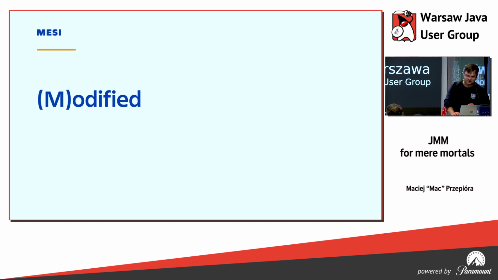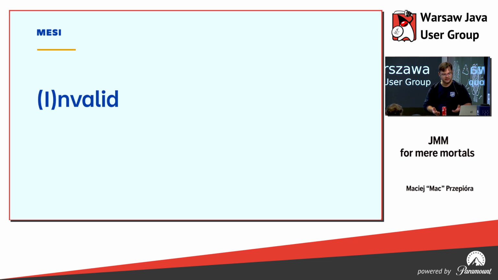Then we have the exclusive state for a cache line. This data has not been modified and is in sync with the data in main memory, and no other sibling cache has this data. Shared: this data has not been modified since it was read from main memory and is in sync with the data elsewhere, and some other sibling caches can also have this same data. And invalid: basically, this data is stale and should never be used.